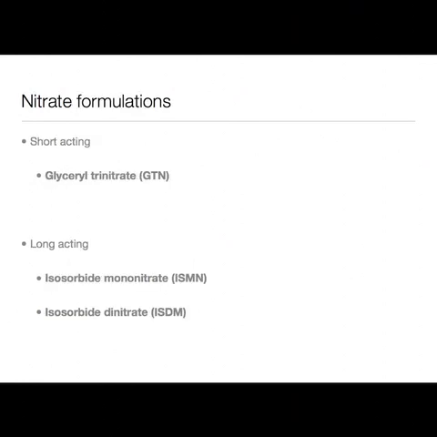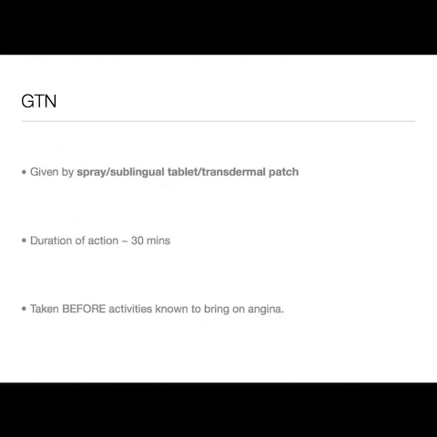Nitrates can be either short-acting or long-acting. The short-acting preparation is called glyceryl trinitrate or GTN, while the long-acting agents are isosorbide mononitrate and dinitrate. The first-line agent used is GTN, which can be used for fast, effective relief of angina. Alternatively, it can be taken just before performing activities that are known to precipitate angina. GTN is administered as a sublingual tablet or as a spray, and its effects last around 30 minutes. These may be prolonged further with the use of transdermal and modified release preparations.